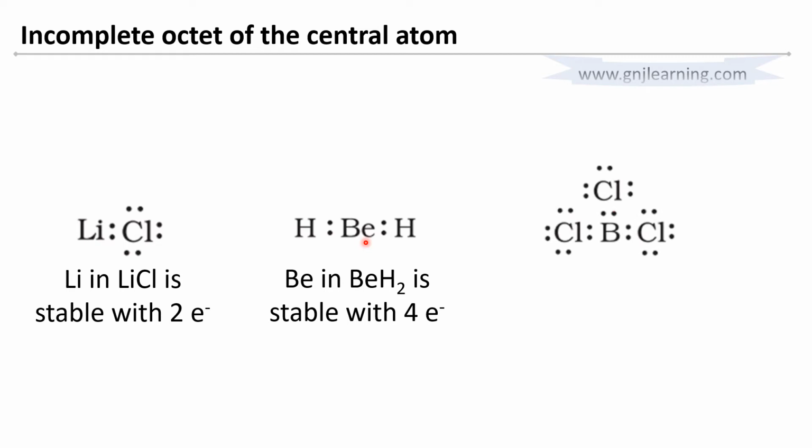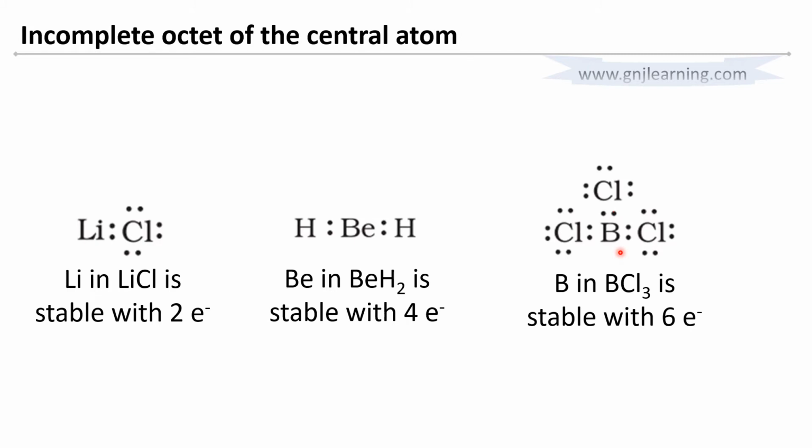Next is boron from group 13, the boron family. You can see that the rest of the atoms in this molecule have an octet, whereas boron has only 6 electrons: a pair here, one on the top and one on the right side. So boron in boron trichloride is stable with 6 electrons. Again a case of incomplete octet. You will see more and more molecules, aluminium chloride for another instance.